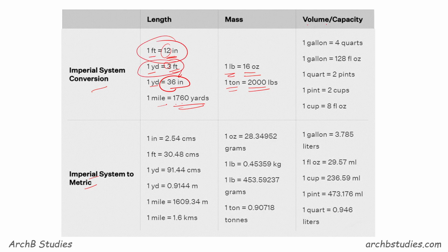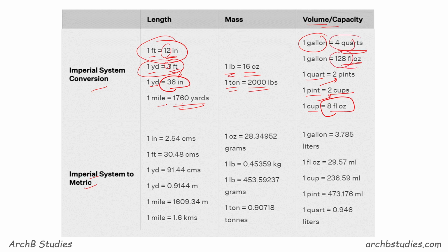Similarly, for volume or capacity, in 1 cup there are 8 fluid ounces. 1 pint is 2 cups. 1 quart is equal to 2 pints, and in 1 gallon there are 4 quarts. Now if you convert 4 quarts into fluid ounces, we get 128 ounces.